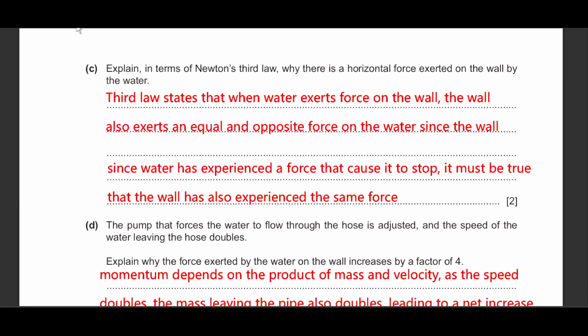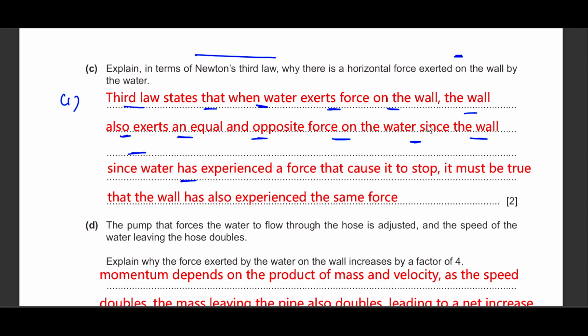Explain in terms of Newton's third law why there is a horizontal force exerted on the wall by the water. So we go at this in reverse. First, we score the mark for stating Newton's third law by involving the objects that are present in the situation. The third law states that when water exerts a force on the wall, the wall also exerts an equal and opposite force on the water.